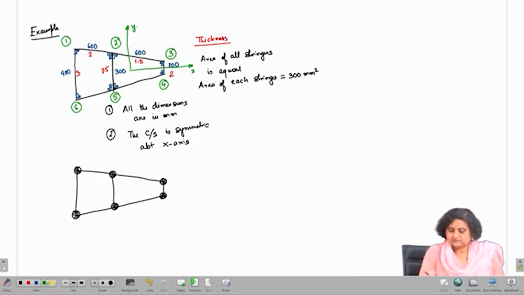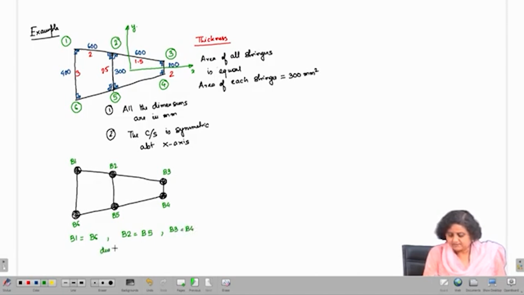So, let me call this boom 1, this is B2 and this is B3, this is B4, B5 and B6. Now, B1 of course is going to be equal to B6 because they will be symmetric. B2 is going to be equal to B5 and B3 is going to be equal to B4, and this is due to symmetry about x axis.